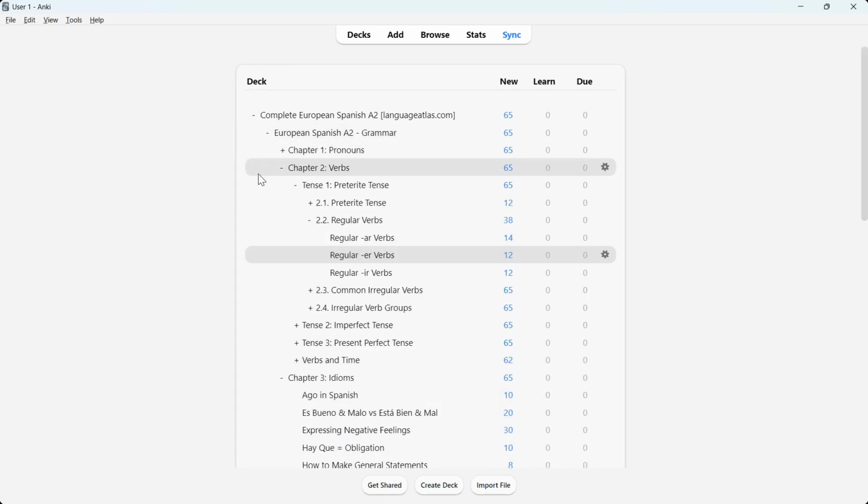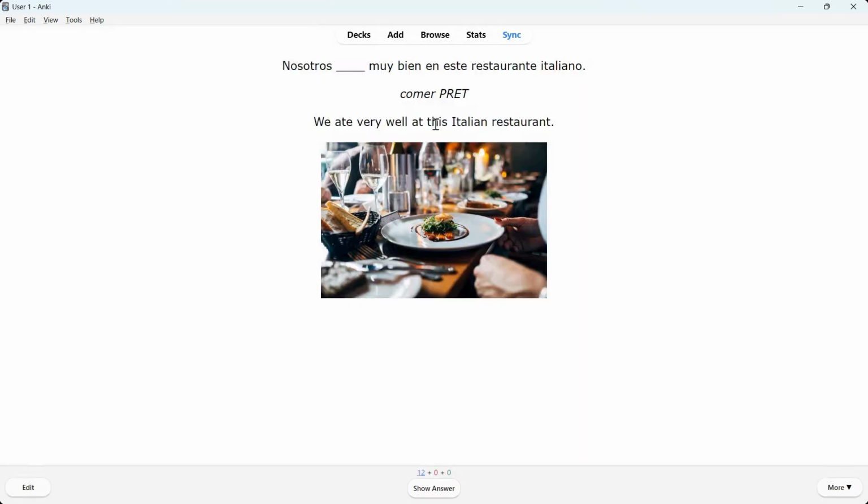The first one I'll show you is within verbs, chapter 2 verbs, regular, go to preterite tense, go to regular verbs, and we go to regular ER verbs within the preterite tense. I'll click on study now, and this is what we see. Not too new, but one thing is different. We see over here a Spanish sentence with a blank area. We see the English translation of the Spanish sentence. We see a picture. However, this part is new.